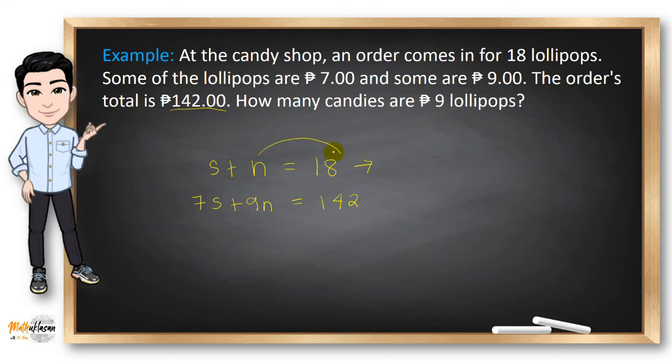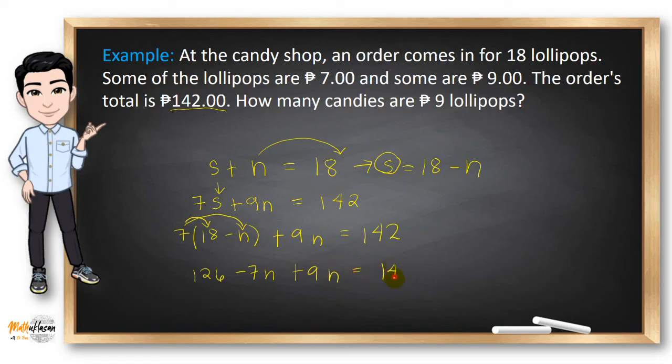So by transposing the term N here to the right side of the equation, we'll have S equals 18 minus N. Now, placing the term 18 minus N here, we'll have 7 times 18 minus N plus 9N equals 142. 7 times 18 is 126. 7 times N is minus 7N plus 9N equals 142. Now, negative 7N plus 9N is 2N.